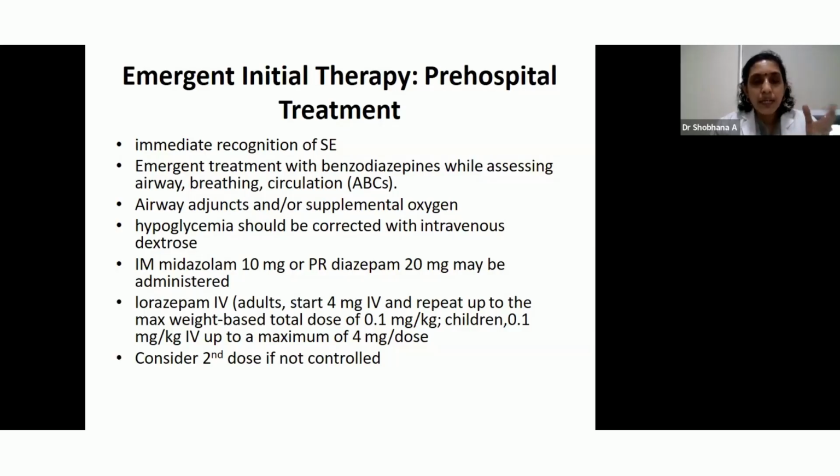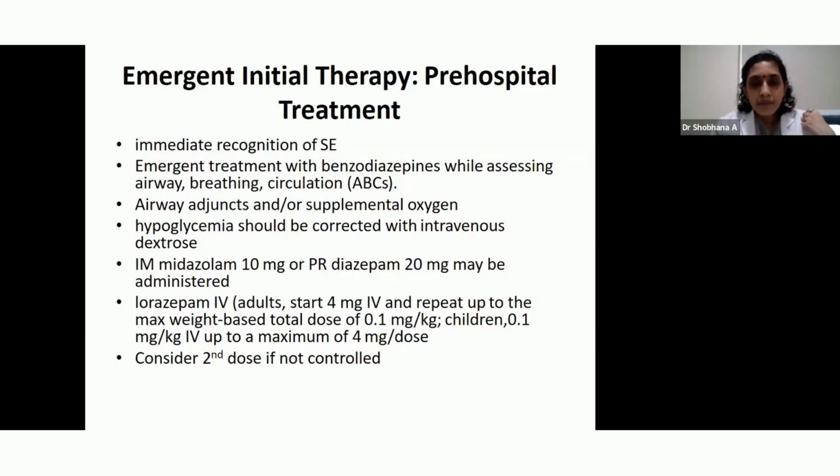Use airway adjuncts like LMAs or supplemental oxygen, or if required, you can use a mask for oxygen also. Hypoglycemia should be corrected along with IV thiamine, right? Because often alcoholics present with hypoglycemia, and before you give the dextrose, you have to give the thiamine. Otherwise, the brain damage will be there.